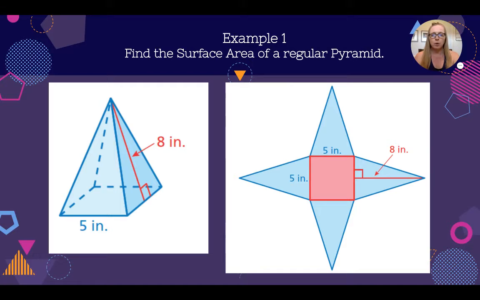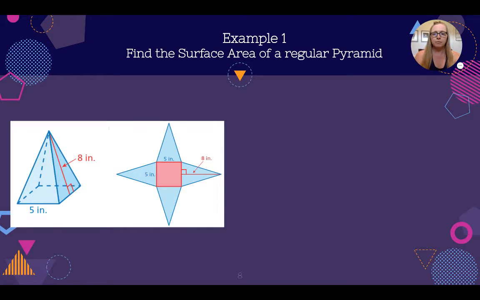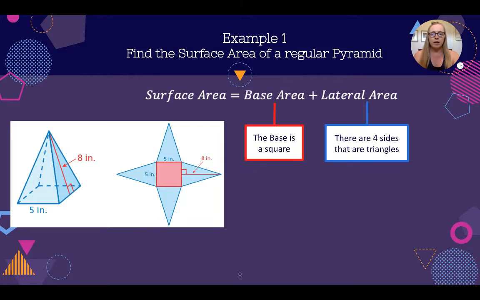Our first example, we have a pyramid that has a base of a square with a length of 5 inches, and the slant height is 8 inches. And it might be helpful to think about the net for your square pyramid. So our diagram on the right shows us our square base of 5 by 5 square, and your triangle has a base length of 5 with a height of 8. So the height of the triangle is the same as the slant height of the pyramid. So how do we find the surface area?